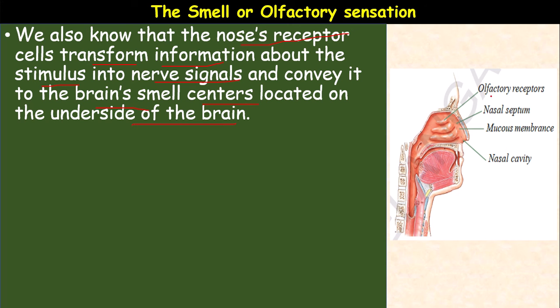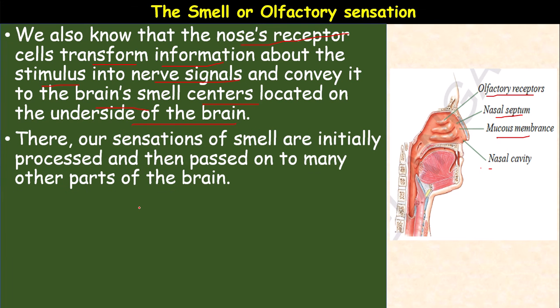See here, the olfactory receptors, the brain, the underside of the brain, the nasal septum, and the mucous membrane. This mucous membrane consists of olfactory receptors, and here is the nasal cavity. The receptors which are present in the nose are called olfactory receptors. They are chemoreceptors. Chemoreceptors means the receptors which sense chemicals.